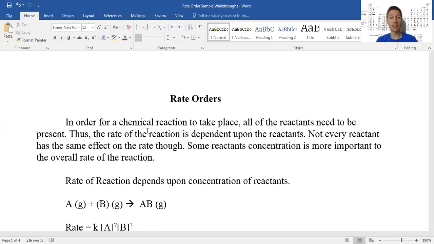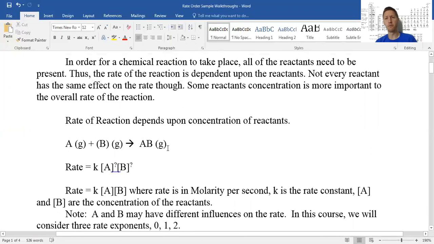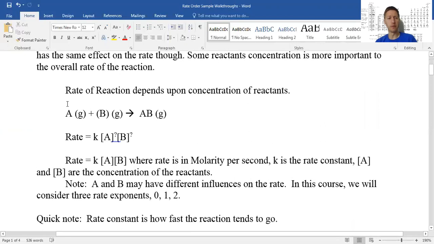So same thing with chemical reactions. Not every single chemical has the same impact on how fast the reaction takes place. But it's important that it's there, otherwise it won't take place. So again, it'll make sense as we go through this. So anyway, big idea: rate of reaction depends upon having the reactants and also on the concentration. If you change the concentration, you change the rate of the reaction.